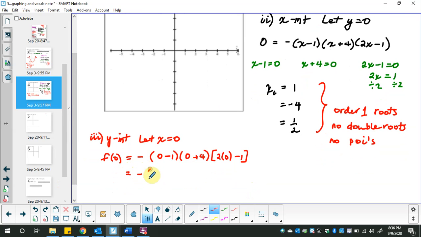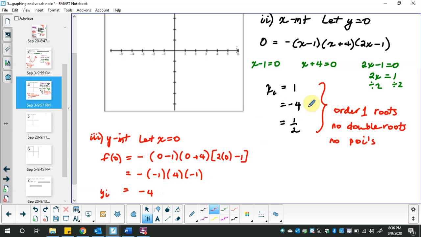So negative 0 subtract 1 is negative 1. 0 plus 4 is 4. 2 times 0 is 0, minus 1 is negative 1. Because this was in factored form, we have to multiply these together, because factoring is multiples. So let's see if I can do this without screwing anything up. Negative times negative 1 is positive 1, times 4 is positive 4, times negative 1 is negative 4.